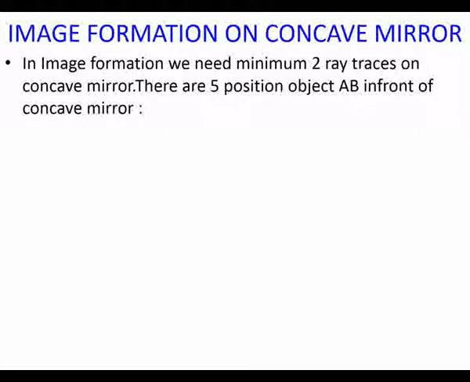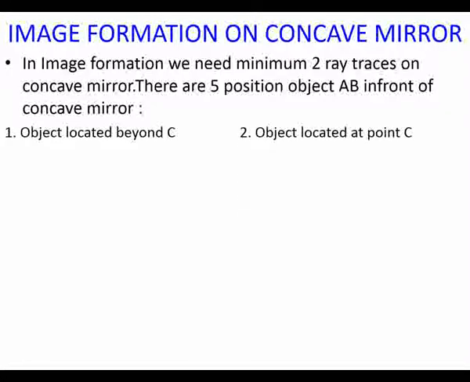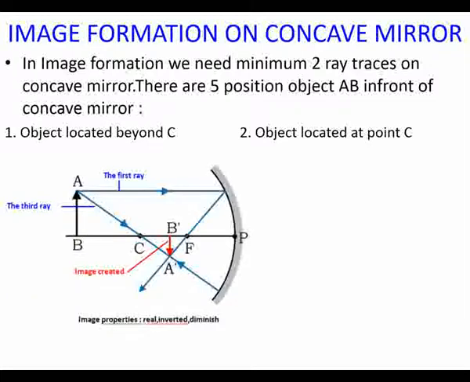The same with plane mirror. In image formation on concave mirror, we need minimum two ray traces on the concave mirror. There are 5 positions of object AB in front of the concave mirror that we will learn here.